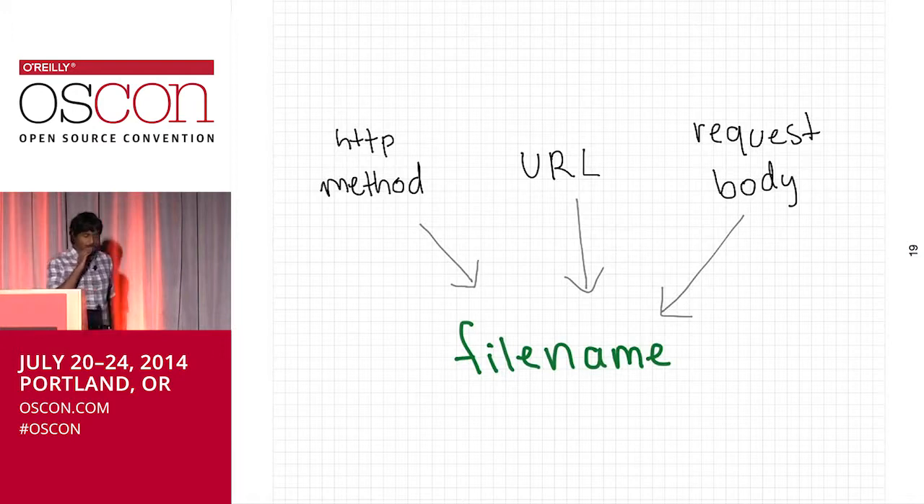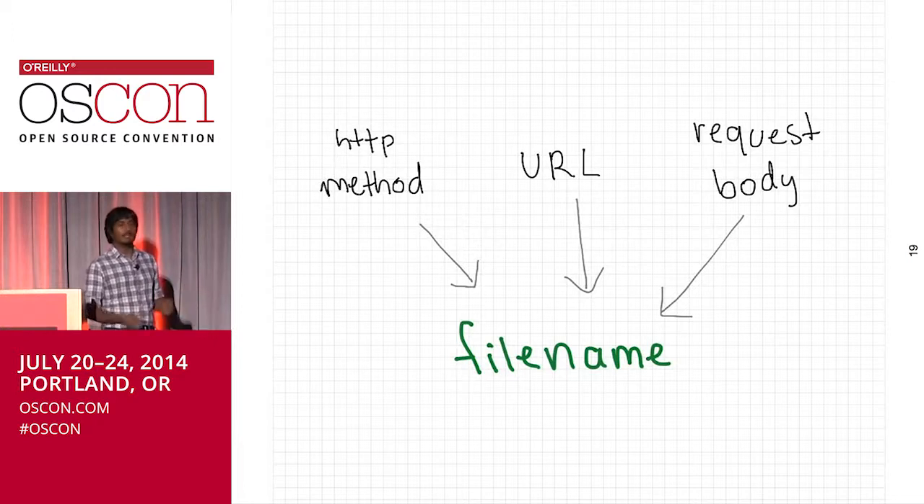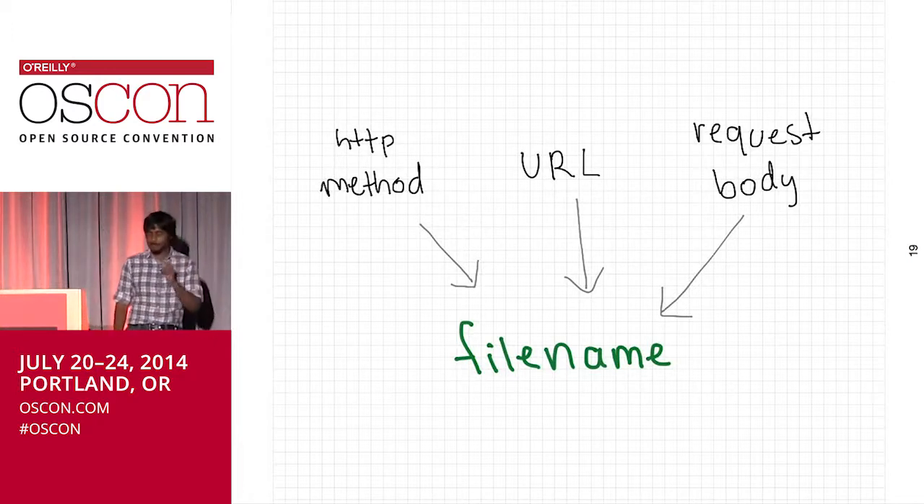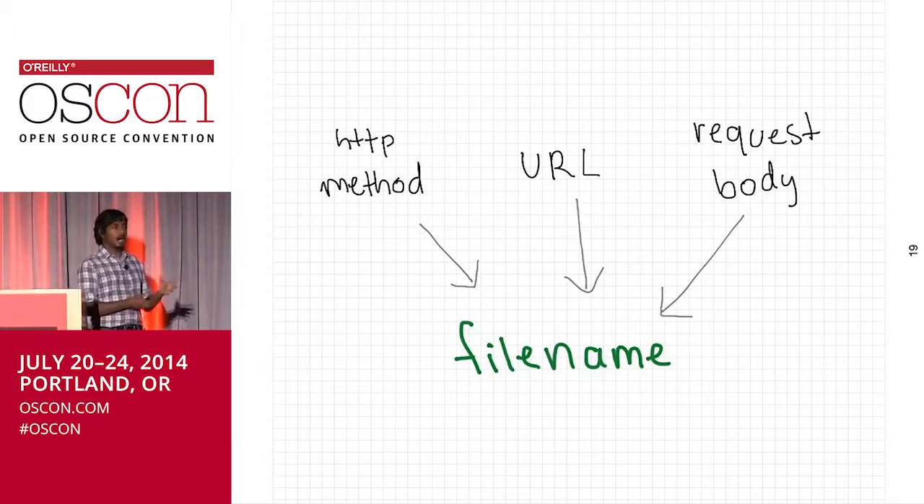OK, so the file name that we're going to construct for a fixture works like this. There's the HTTP method, the URL, and the request body. And the implementation details, we take them, we put them into an array, and then stringify, MD5, hash it. That's not too important. One thing that was interesting to me was why did I put them in an array instead of, let's say, an object?